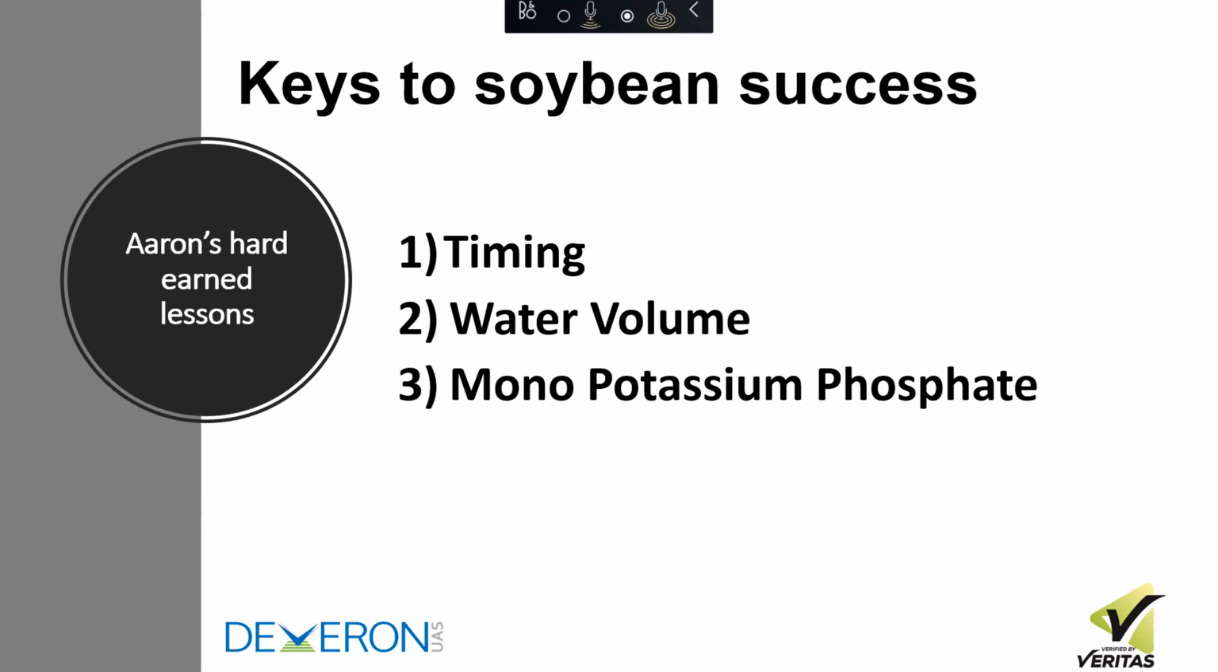Here's the other thing that I truly, truly believe in, adding in a monopotassium phosphate. This is a greenhouse grade fertilizer product. I think I've got the analysis, yeah, 0-52-34. There's a bunch of different products out there that use a monopotassium phosphate, and they all seem to be equally effective.